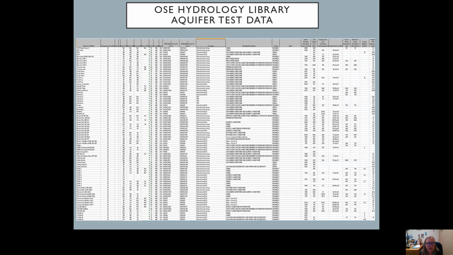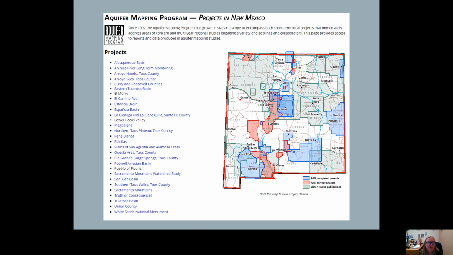This is the table that relates to all of the aquifer tests that show us in a quick fashion how to look for different aquifer tests in different section, township, and ranges within the state. The aquifer mapping program also relies on well records in our database, and they also provide us with information whenever they have completed a mapping project. So the completed projects were shown in blue here, and current projects, which may have already been completed, are in red. You can go to the Bureau of Geology Aquifer Mapping Program and get a lot of information as well. And you can look up their detailed reports in certain aquifer areas.